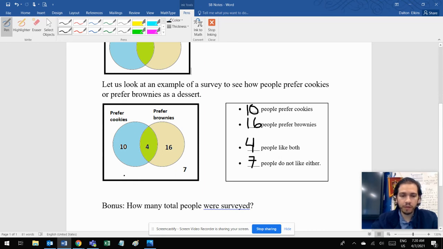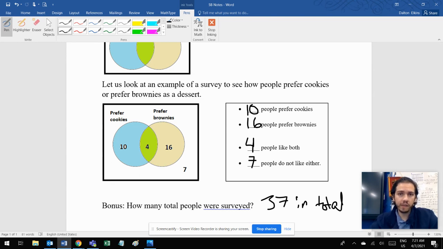And as a quick bonus, how many total people were surveyed for this? Well, we have 10 plus 16 is 26, plus 4 is 30, and then plus 7 is 37. So 37 people in total were surveyed. We just counted up the total numbers, and we're able to find that 37 people in total were surveyed. And that's how we're going to be looking at Venn diagrams.